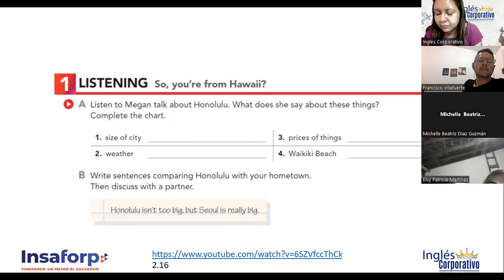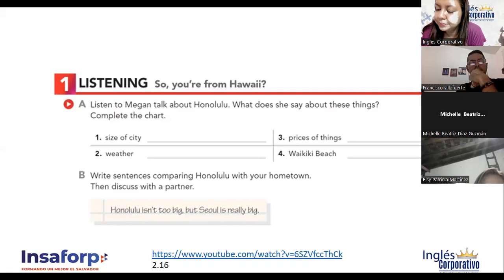Progress check. Page 84. Exercise 1. Listening. So, you're from Hawaii? Part A. Listen to Megan talk about Honolulu. What does she say about these things? Complete the chart.